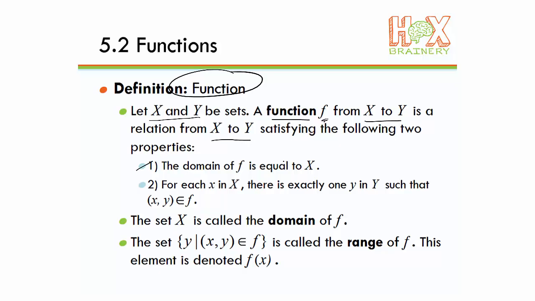The domain of the function is equal to set X, and for each x in set X, there is exactly one y in Y such that the ordered pair (x, y) is an element of the function. Set X is called your domain, and the set of elements y such that the ordered pair (x, y) is in the function is called your range for the function. And you can denote it this way.